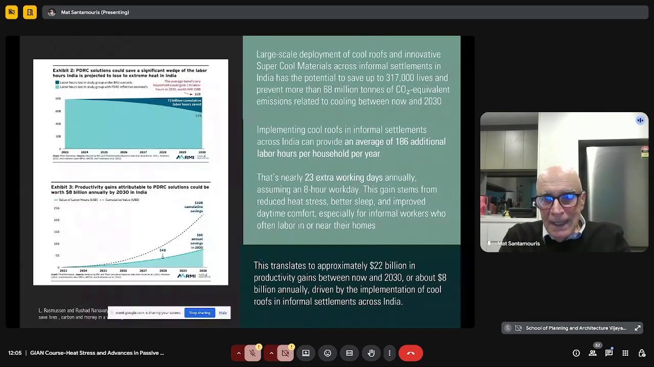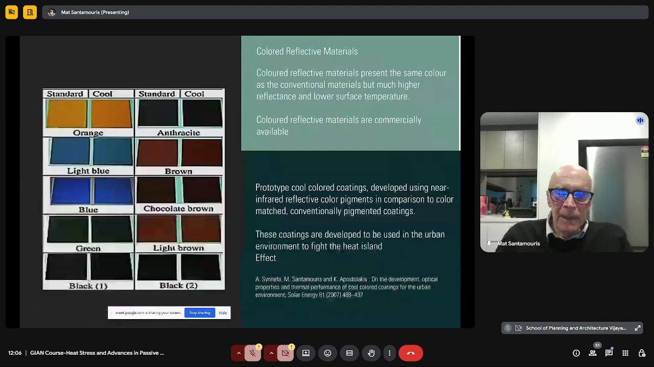This is almost 23 extra working days for people, and this is also very important. According to the study, it translates to $22 billion in productivity gains from now to 2030, and almost 8 billion annually from now to 2030. So the benefits are very high, the cost is very low. Fortunately, in India, excellent materials for cool roofs are industrially produced and you can use them. So it has a very high added value for the country.